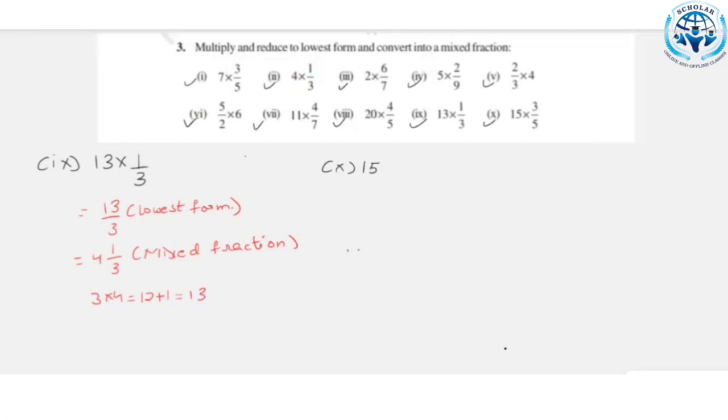Tenth, the last one, 15 into 3 by 5. We can divide it as 5 3s are 15 and write 3 3s are 9, or 15 3s are 45. In the lowest form, it is equal to 9, which is a whole number, and it is the answer.